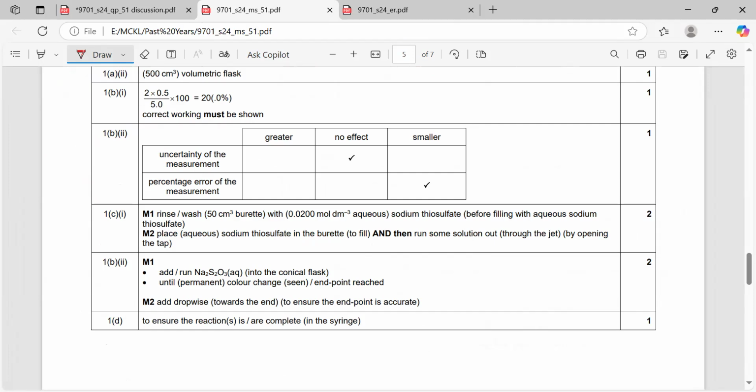They allow students to write color change or endpoint reached, just in case some of you don't know what's going on. Okay, so then the second mark is add drop wise, approaching endpoint. All the things in the bracket are not mandatory to get the mark, but whatever is not inside the bracket is needed to obtain that 1 mark.